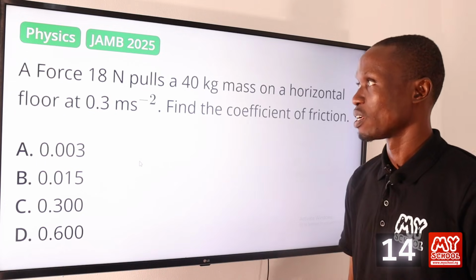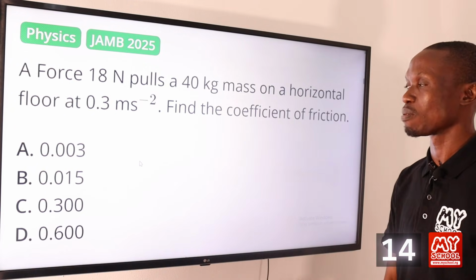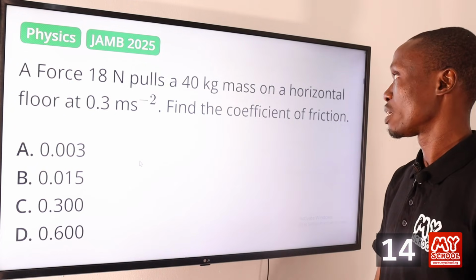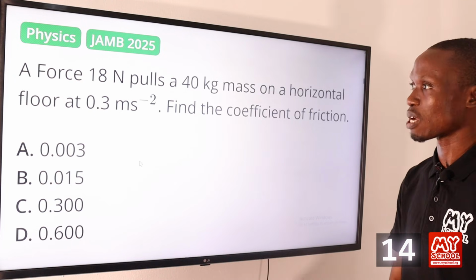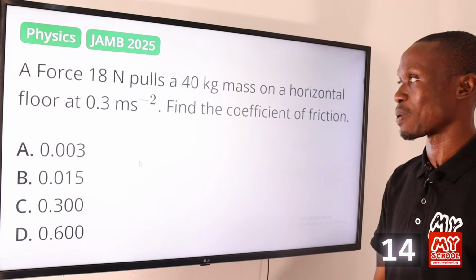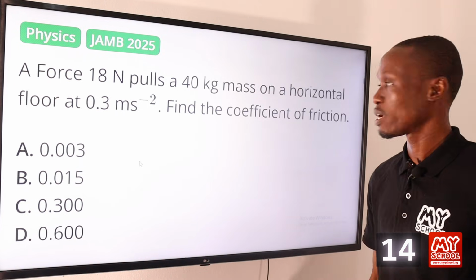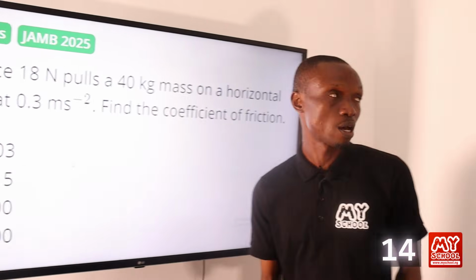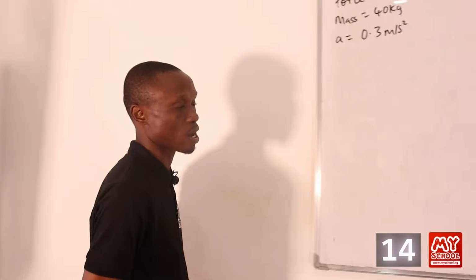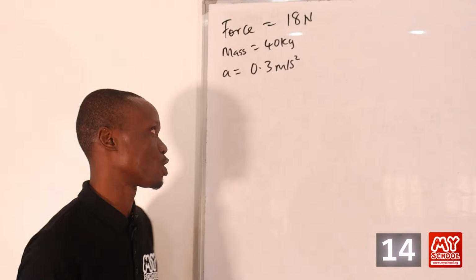Question 14. A force of 18 Newton pulls a 40 kg mass on a horizontal floor at 0.3 meter per second squared. Find the coefficient of friction. So let's move over to the board to provide the answer to this question. In this question, we are asked to calculate the coefficient of friction.